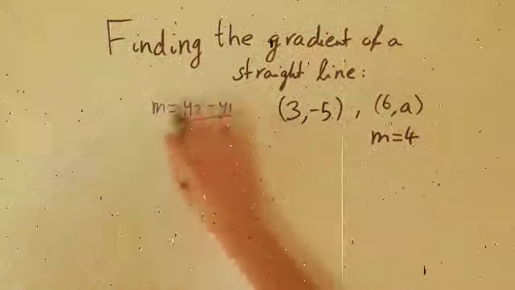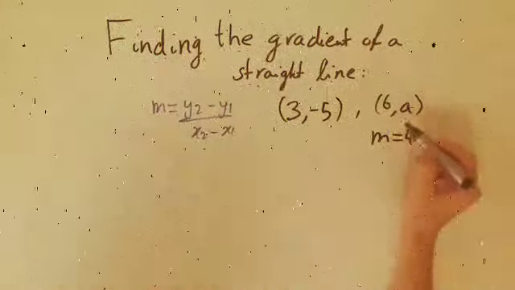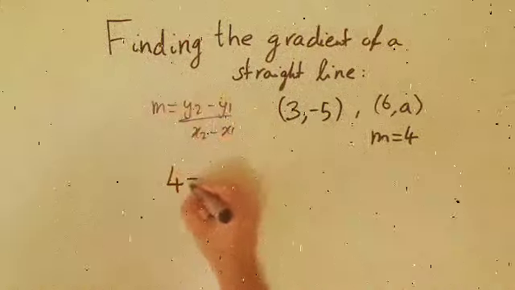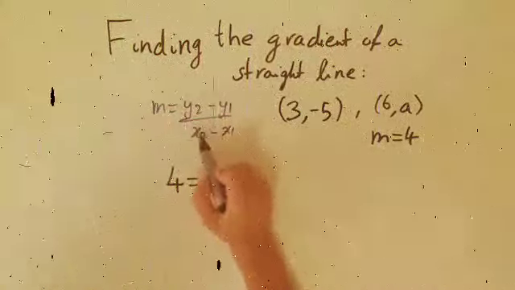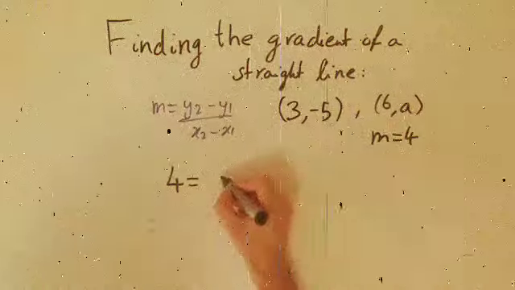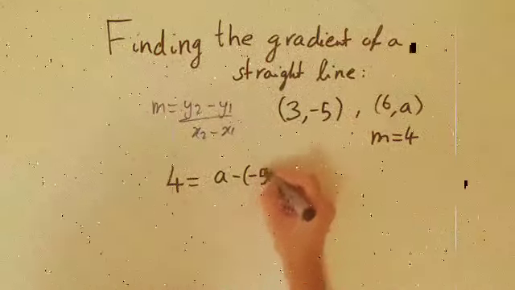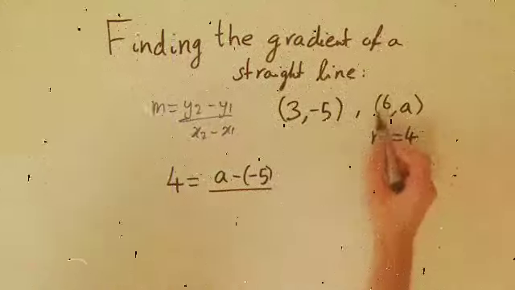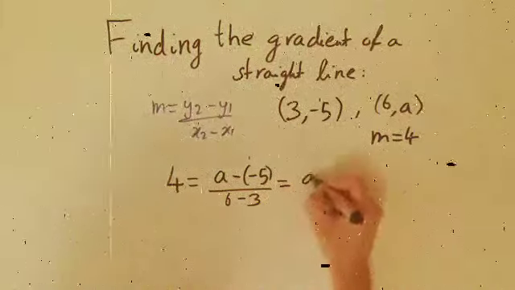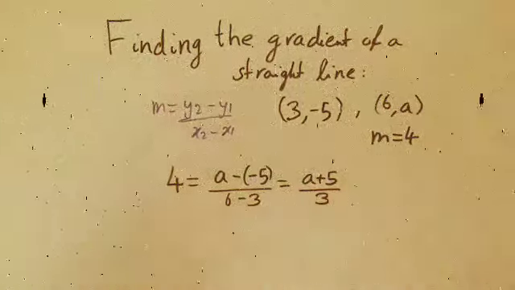And it's quite simple, we just have to use this formula. So we're going to plug all the numbers in here, then do some rearranging, and hopefully find the value of a. So if we do this, we have 4 from the gradient. This is equal to the change in y divided by the change in x. Now the change in y is going to be a minus the second y coordinate, so minus 5, and then divided by change in x, which is 6 minus 3. And then we can simplify this as a plus 5 divided by 6 minus 3, which is just 3.